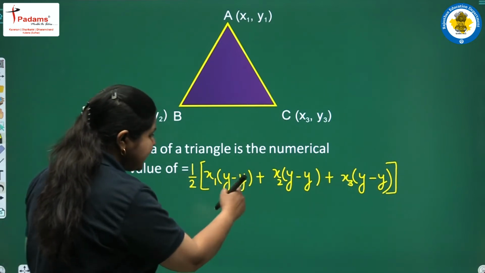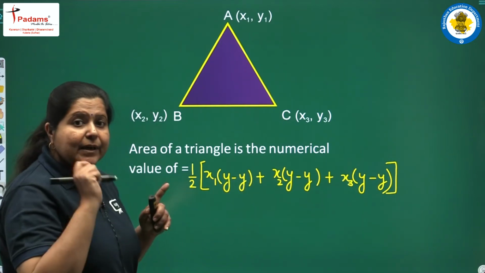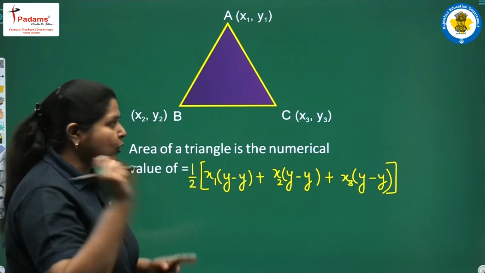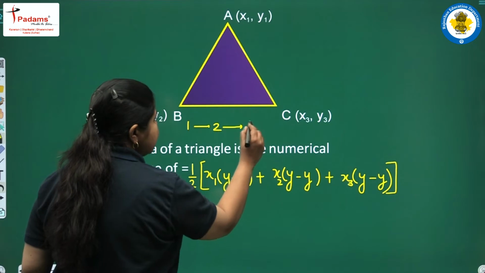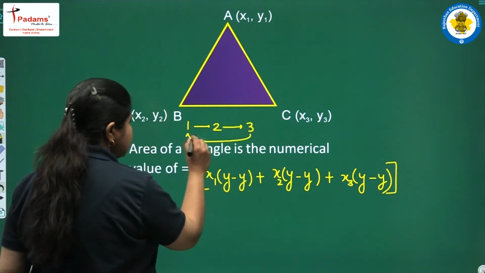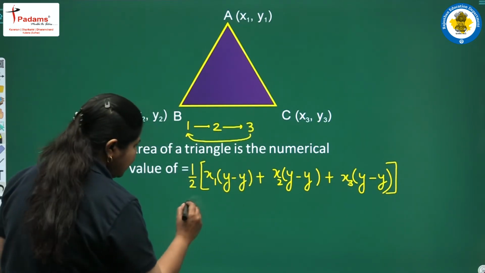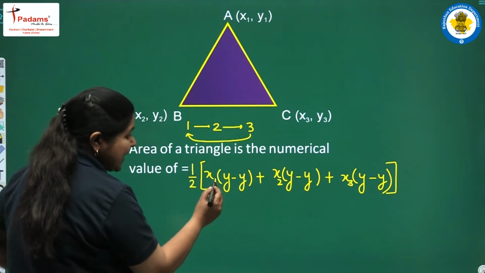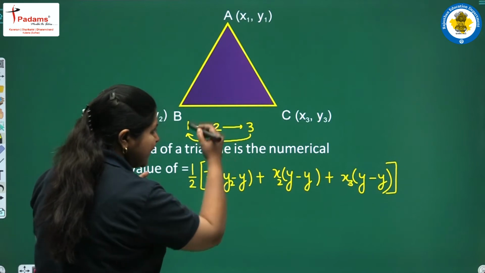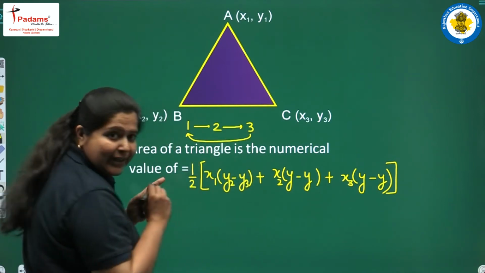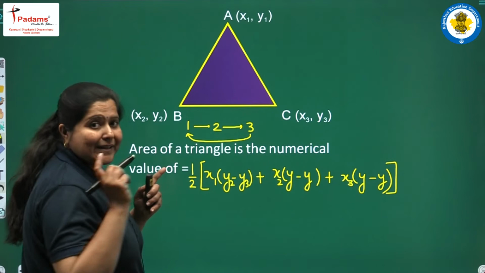Now how to number these y's? We take the numbers 1, 2 and 3 in a cyclic order. First we take 1, after 1 we take 2, after 2 we take 3, and after 3 we go back to 1. So here 1 is already there, after 1 what should come? 2. So here we will have y2. Then after 2 what will come? 3. So we write here 3. So x1 into y2 minus y3.